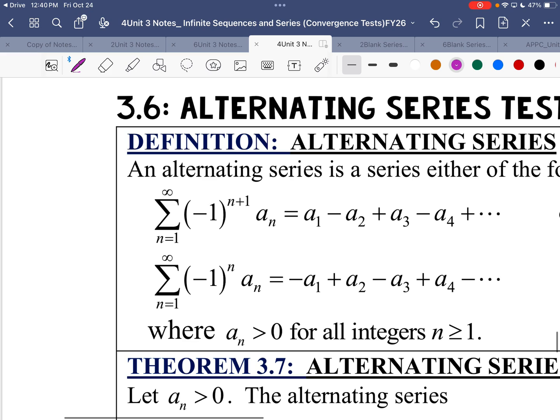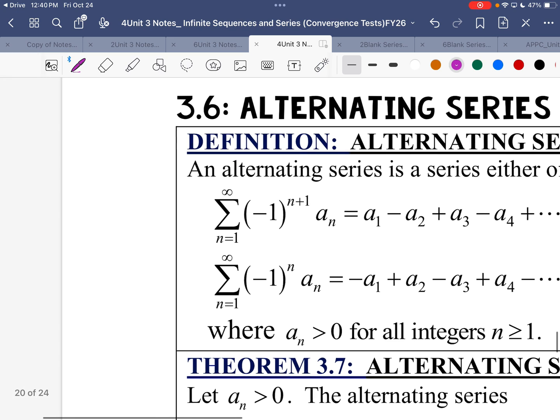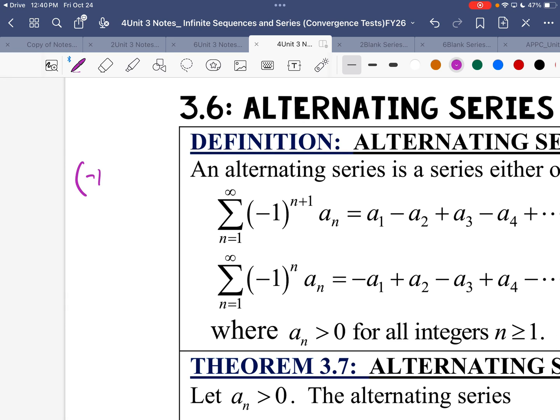So first, let's identify some alternating series. An alternating series is (-1)^n. It can be (-1)^(n+5), (-1)^(n+100). What it can't be is (-1)^(2n) or (-1)^(2n+1).